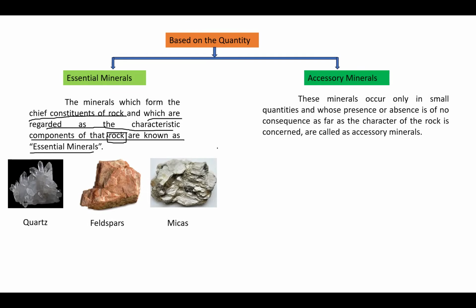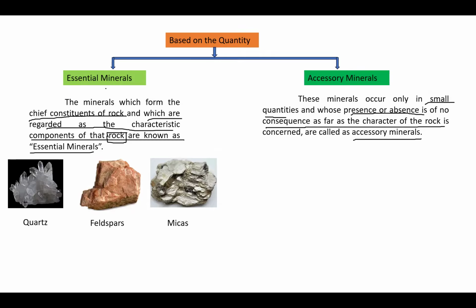Now let us see what are accessory minerals. Quite opposite to the essentials, accessory minerals are the small constituents. They occur in very small quantity, and their presence or absence is of no consequence as far as the characteristics of the rock are concerned. This is called accessory minerals. So they are very negligible. Their presence or absence has no impact on that particular rock.